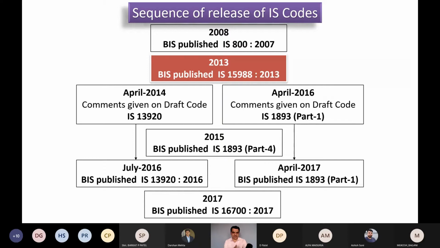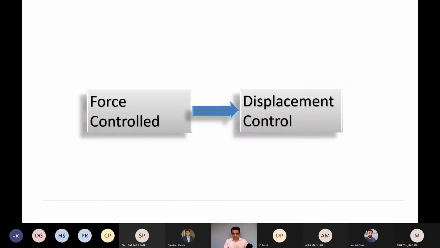And in 2016, IS 13920 was published, as well as IS 1893 Part 1, which is the mother code of earthquake engineering or earthquake resistant design, revised in 2017. And in 2017 again, the code was published for tall buildings, which is IS 16700. Okay, so this is a quick history of IS codes.